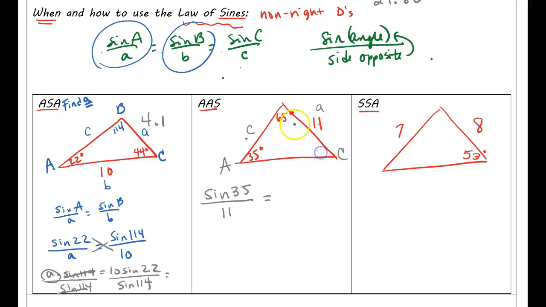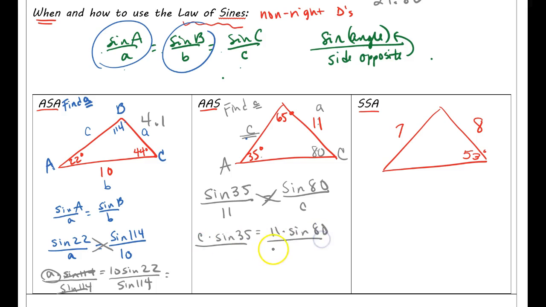So how do I get that? Well, I subtract these two from 180. So it looks like this is 100, so this one is 80. And so if they want little c, if that was the goal, then now I just use the angle opposite it, so sine of 80 over little c. I'm going to cross multiply. C times sine of 35 equals 11 times the sine of 80. I'm going to divide off the sine of 35.